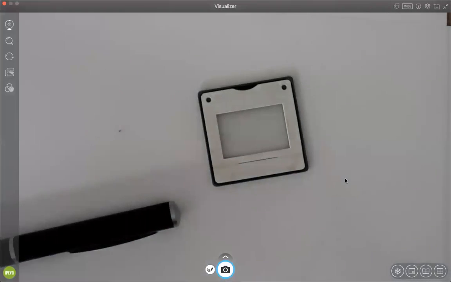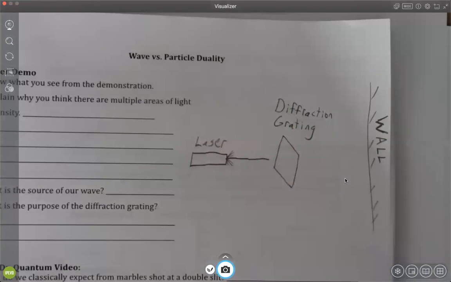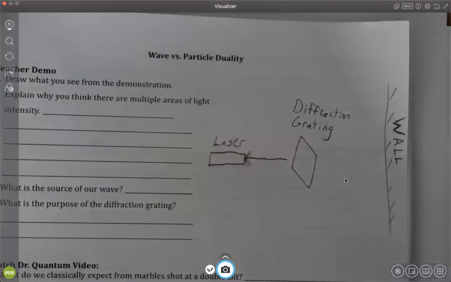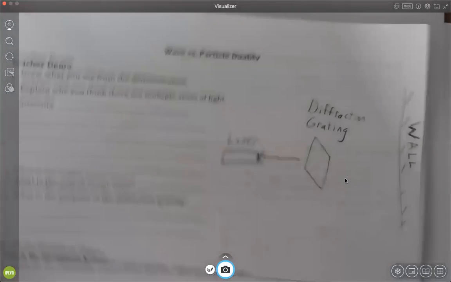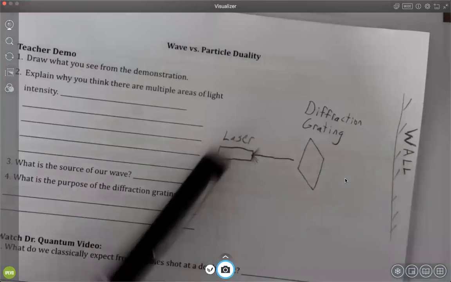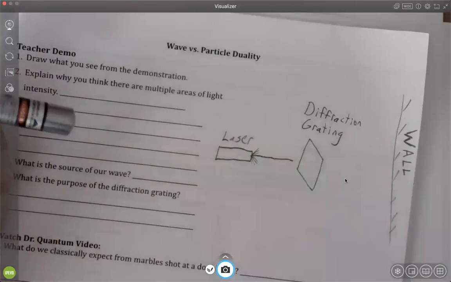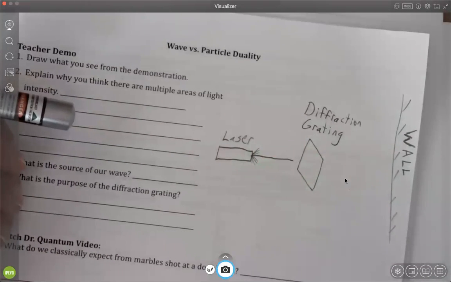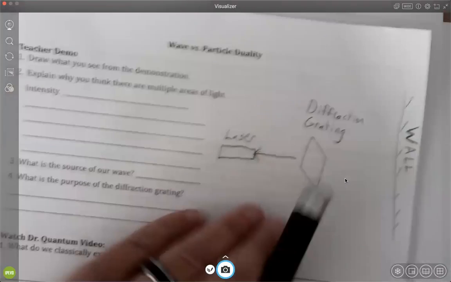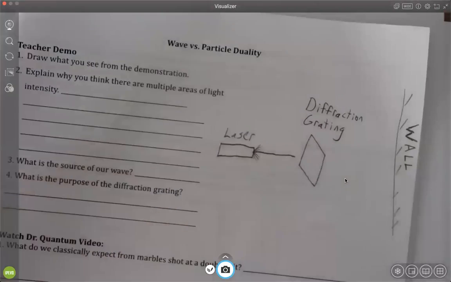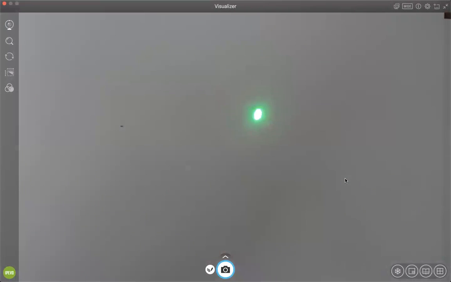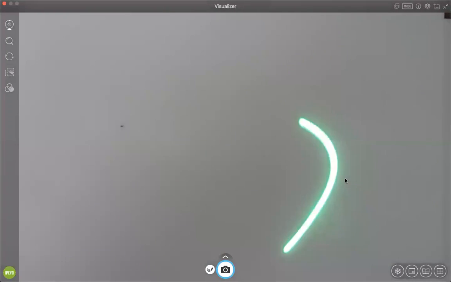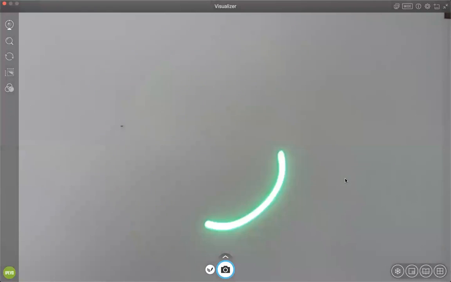So working here on this wave versus particle duality, page 9, we're going to be looking at our teacher demo, where I'm going to have this laser, that's this guy, and the laser is going to shine onto this thing called a diffraction grating. And then with this diffraction grating, something interesting is going to happen. I can shine this light on this paper, move it around, make circles, I can play here for a minute, and I would really enjoy it.